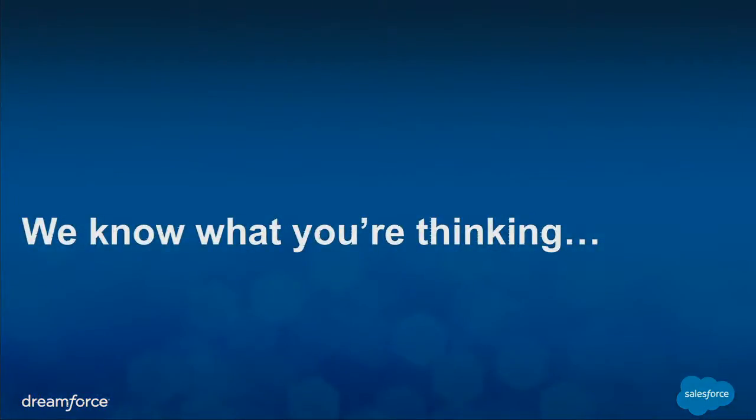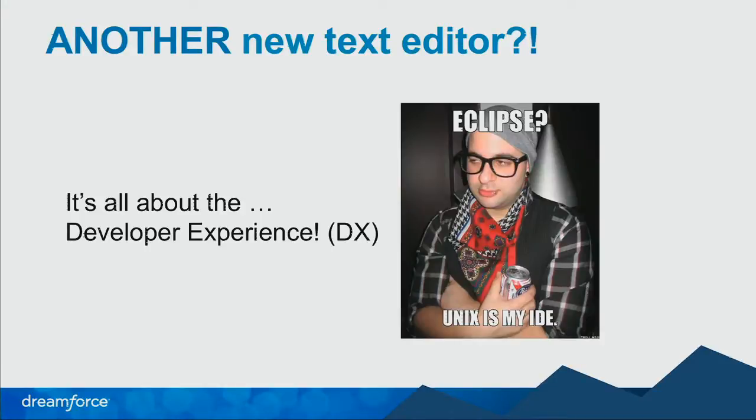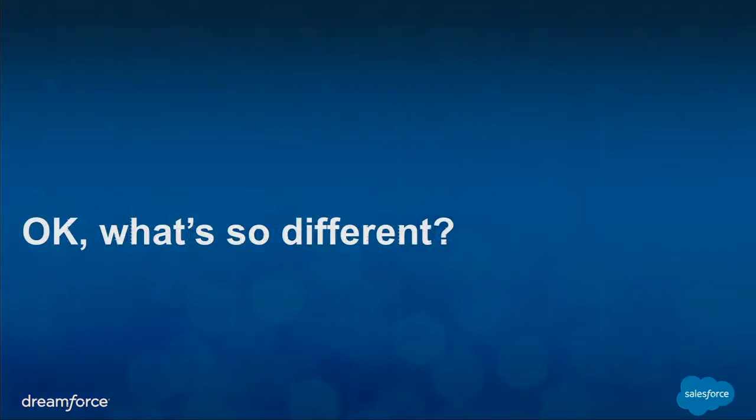So we know what you're thinking, because David and Kyle were thinking the same thing when I came to them and said, hey, we need to build MavensMate for Atom, another new text editor. So bear with us. It's really all about the developer experience. The reason we're bringing MavensMate to Atom is because it gives us the ability to do a lot of things that we couldn't do in Sublime Text, to make the developer experience more streamlined. So let's talk a little bit about what's so different about it.